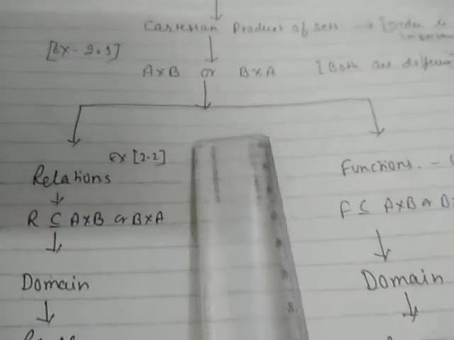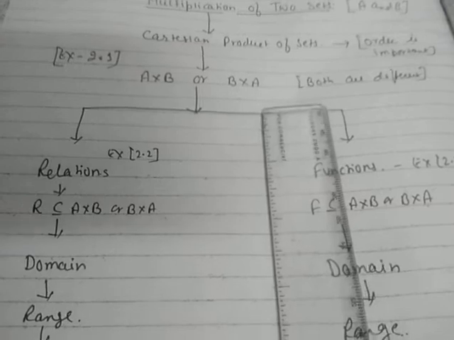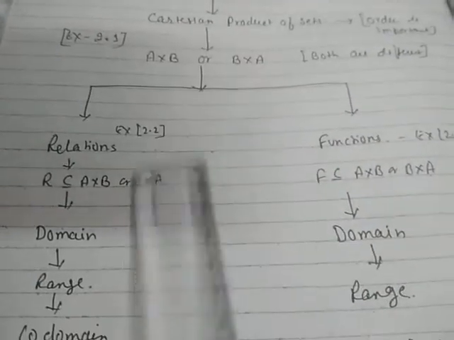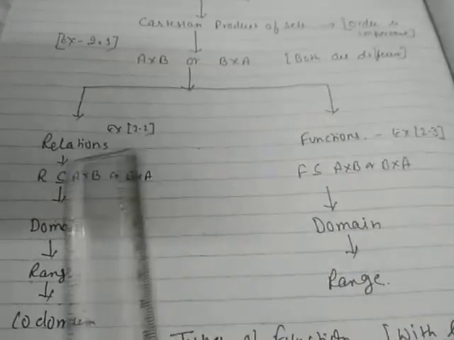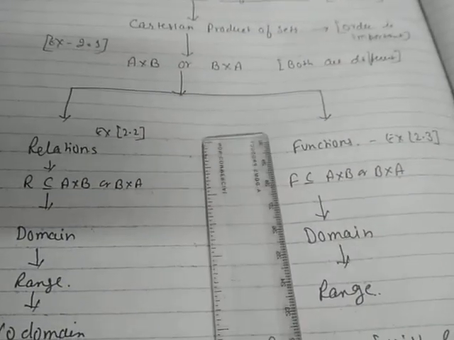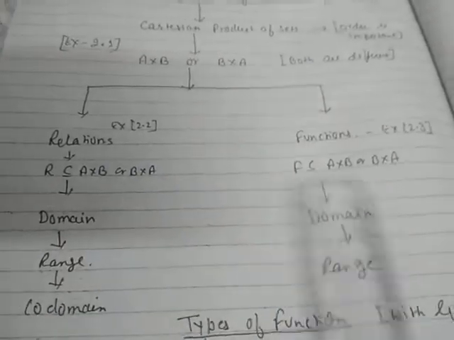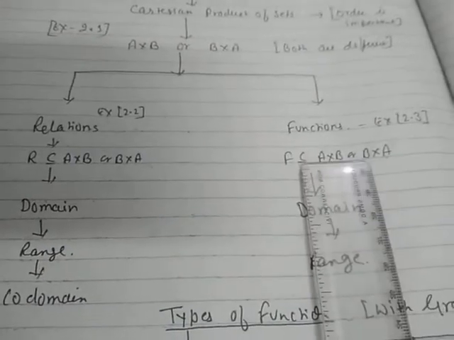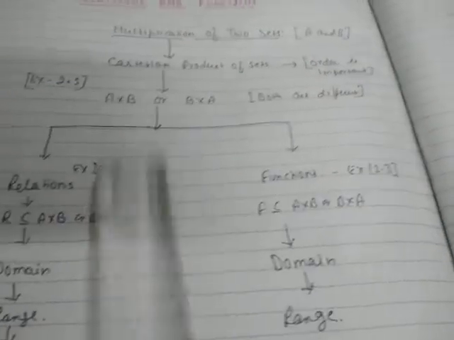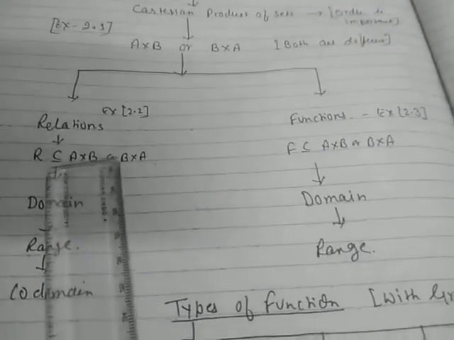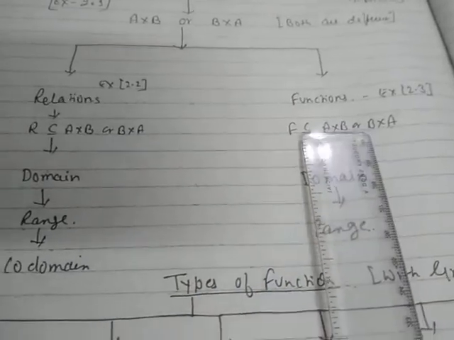Now after doing that Cartesian product, we will do relations and functions. These are subsets of Cartesian product. That's why I have written this way, relations and functions. The first topic is Cartesian product. Then after we will learn relations and functions.